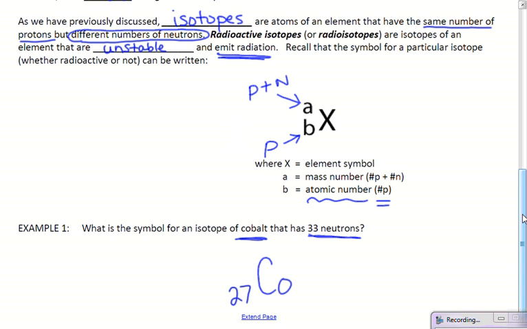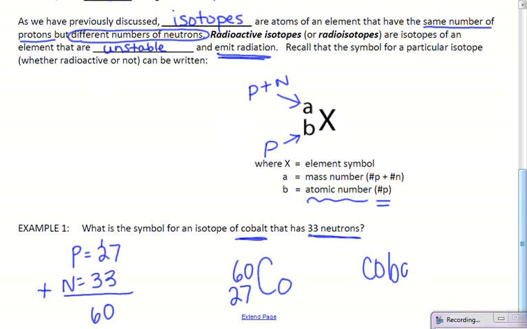We need to add the protons and neutrons together. So we said our protons were 27. They tell us in the example that there are 33 neutrons. So to find that mass number that's going to go on top, we just add them together. So we end up with 60, and that number goes on top. And if we wanted to write a name for this instead of just having a symbol, remember you would just write the name of the element, a hyphen, and then whatever this top number is, that number goes after the hyphen. So that's how you would write the name for that particular isotope of cobalt.